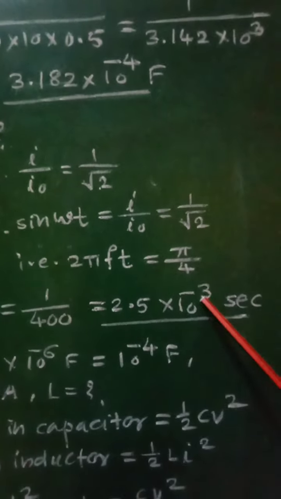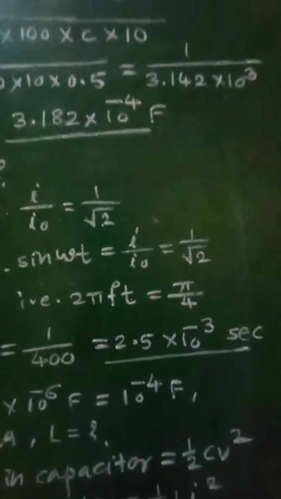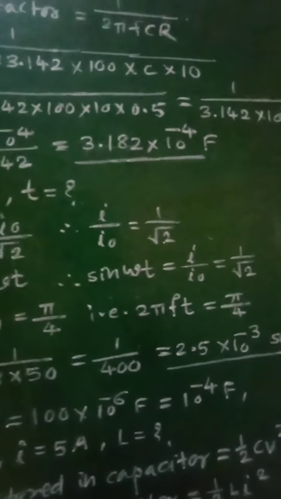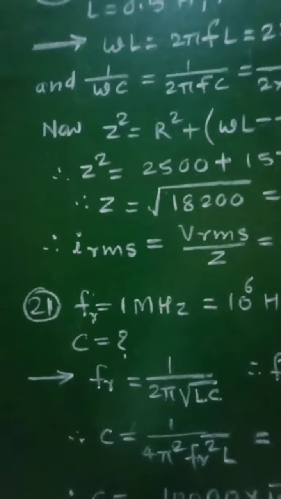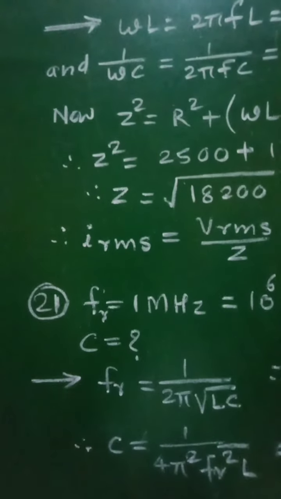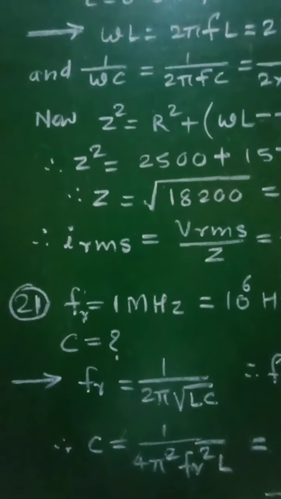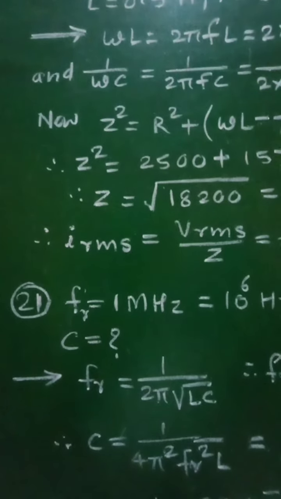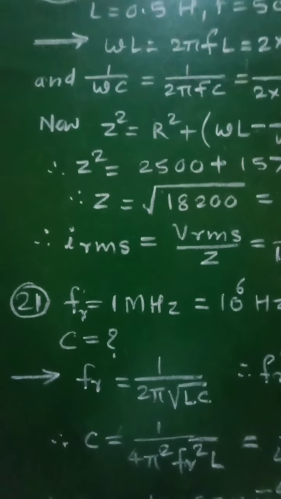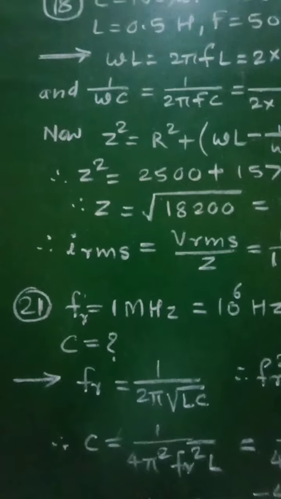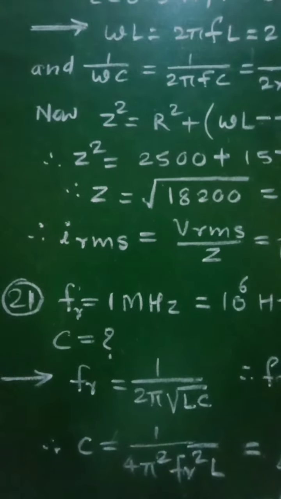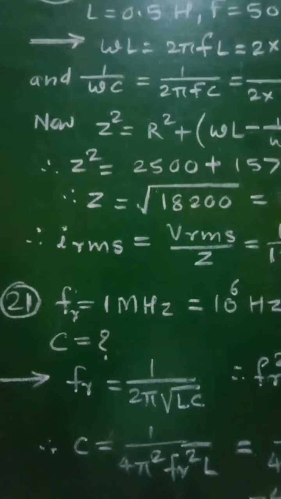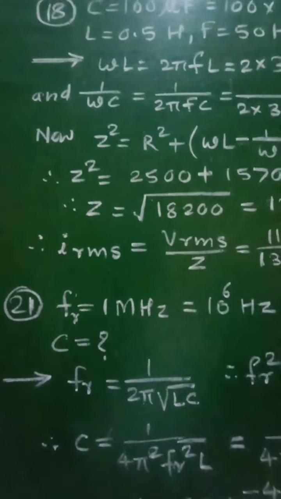2.5 into 10 raised to minus 3 second, that will be the required time. Then we will go for the next numerical, that is numerical number 21, which is given as: calculate the value of capacity in picofarad, which will make 101.4 microhenry inductance oscillate with frequency of 1 megahertz.